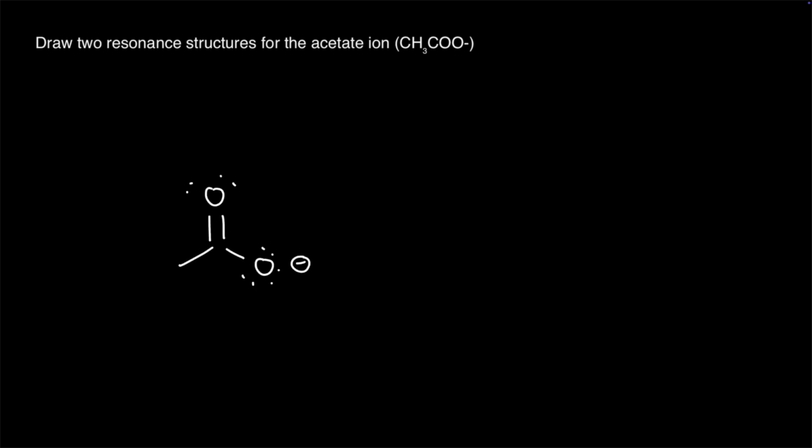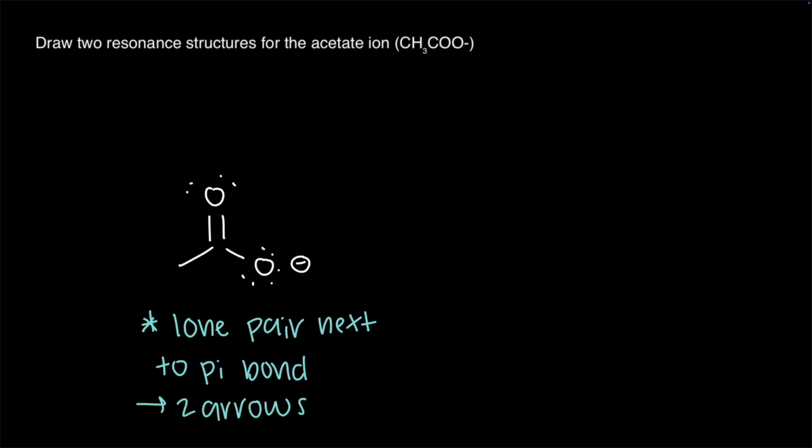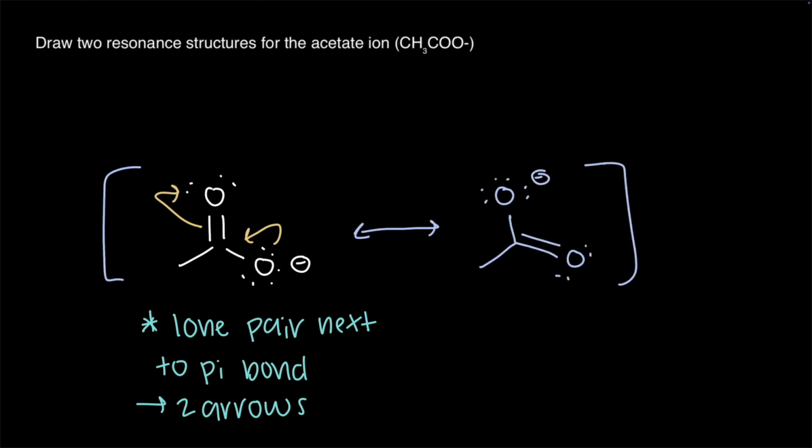For acetate ion, we have a lone pair next to a pi bond. When we draw resonance structures, we do not want to break single bonds or have more than an octet. To keep each element's octet intact, we need 2 arrows for this pattern. The first arrow will show the lone pair on the negatively charged oxygen moving down to create a double bond, and the second arrow will show the double bond being pushed up to create a lone pair on the oxygen it was connected to. These will be our 2 resonance structures.